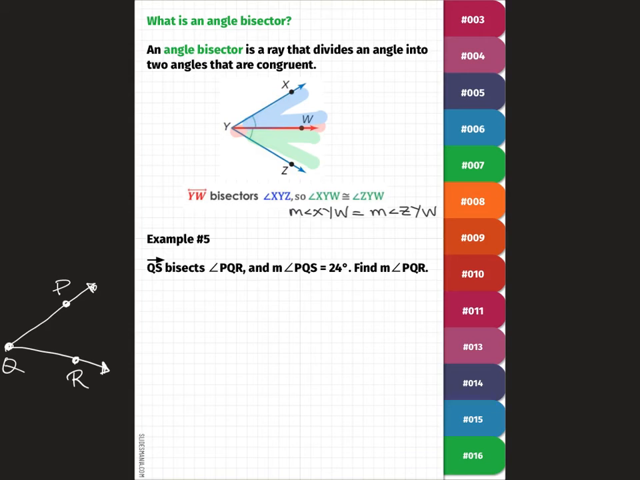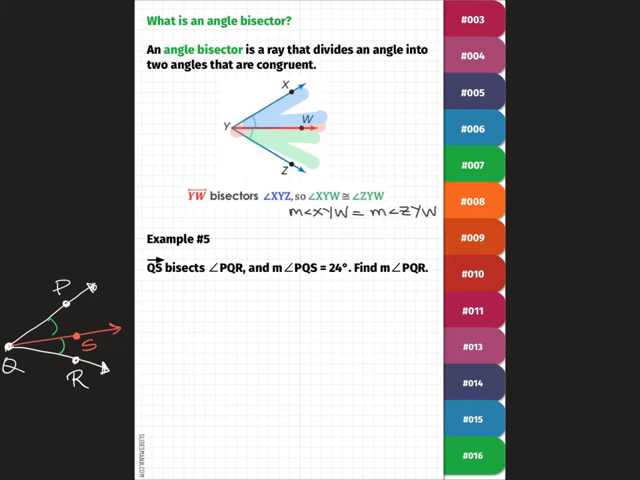And then it says QS bisects. So I'm going to draw a ray and put an S. So that's my bisector. So here's my picture. I know it bisects. So because I know it bisects, then I know that this angle is congruent to this angle. So I'm going to write it all out.